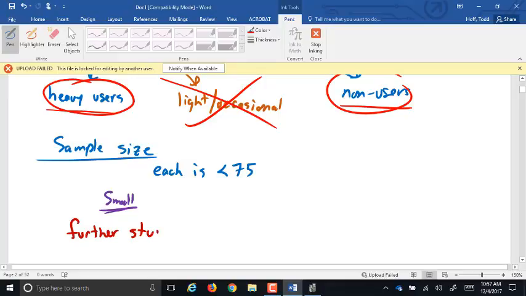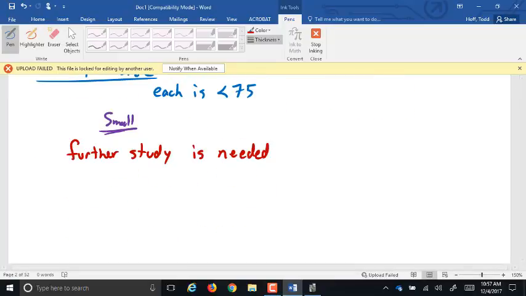Further study. This is a phrase you hear a lot when you look at medical studies. Further study is needed, or further study is required. This one actually is what they call a preliminary study.